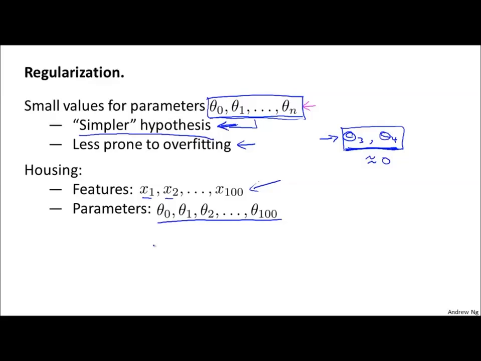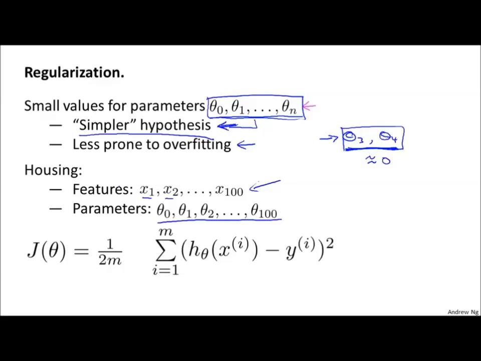So in regularization, what we're going to do is take our cost function. Here's my cost function for linear regression. And I'm going to modify this cost function to shrink all of my parameters, because I don't know which one or two to try to shrink. So I'm going to modify my cost function to add a term at the end, like so. Let me add square brackets here as well. I'm going to add an extra regularization term at the end to shrink every single parameter. And so this term will tend to shrink all of my parameters, theta 1, theta 2, theta 3, up to theta 100.